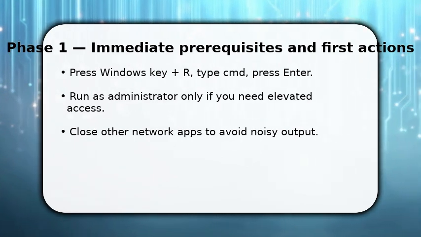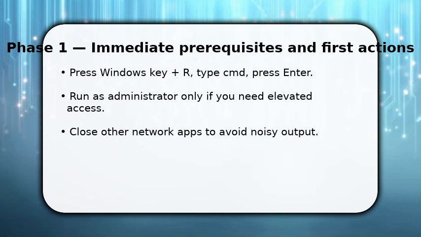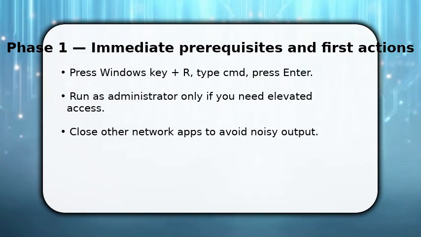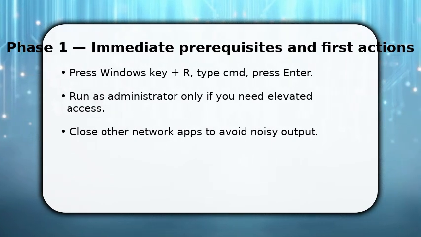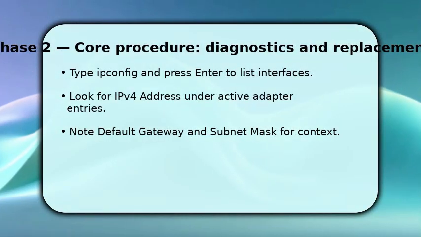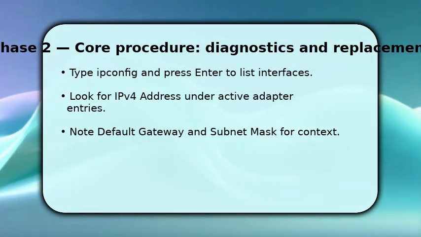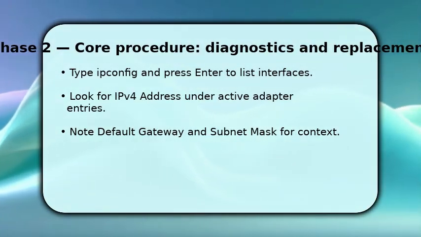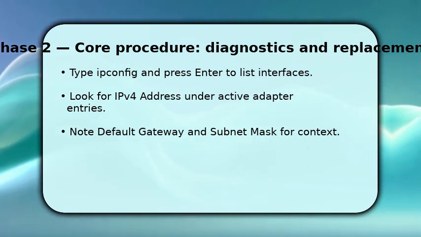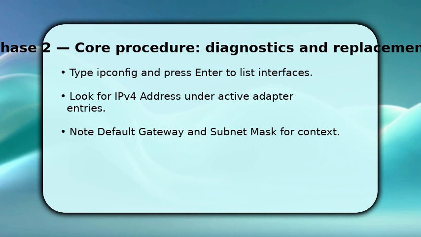Once the prompt is ready, you will run a short network command to reveal your current IP configuration. You type ipconfig and press Enter. This prints each network adapter and its addresses so you can see the how and why of connectivity. Look for the active adapter, Ethernet or Wi-Fi, and read the IPv4 address line. That is your local IP. Also note default gateway and subnet mask because they explain routing and network size.